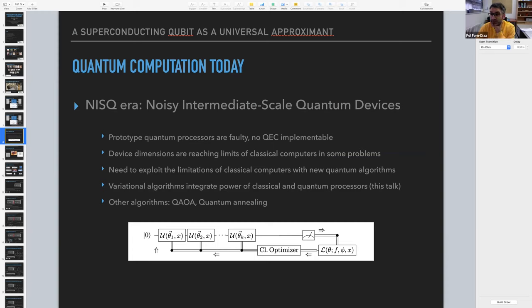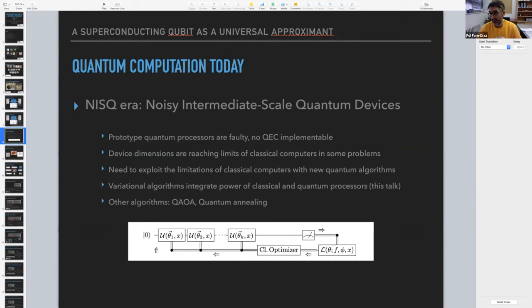So in order to extract something useful out of these devices today, there's a need to exploit these limitations of classical computers with a new generation of quantum algorithms. These are broadly called variational algorithms, which integrate the power of classical processors and quantum processors. In fact, the example I will explain today, the universal approximant, is part of these algorithms. There are other examples like the quantum adiabatic approximation algorithm or quantum annealing. And normally what these algorithms do, in a nutshell, you initialize your qubits, a set of unitary gates is applied to those qubits, and then you perform a measurement. Normally it's the measurement of the energy of the system.